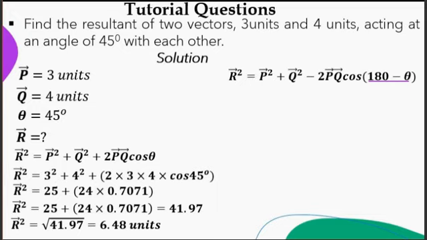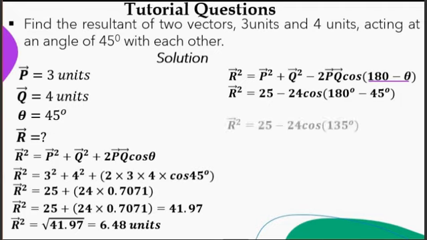So if we continue our solution, we have R squared is equal to 25. That is, 3 squared plus 4 squared gives you 25, minus 24 cos (180 minus 45). Like I said, whatever we have on the right, the same thing we're having on the left. The difference now is that since we have changed our sign to minus, our angle in the bracket is now 180 minus 45.